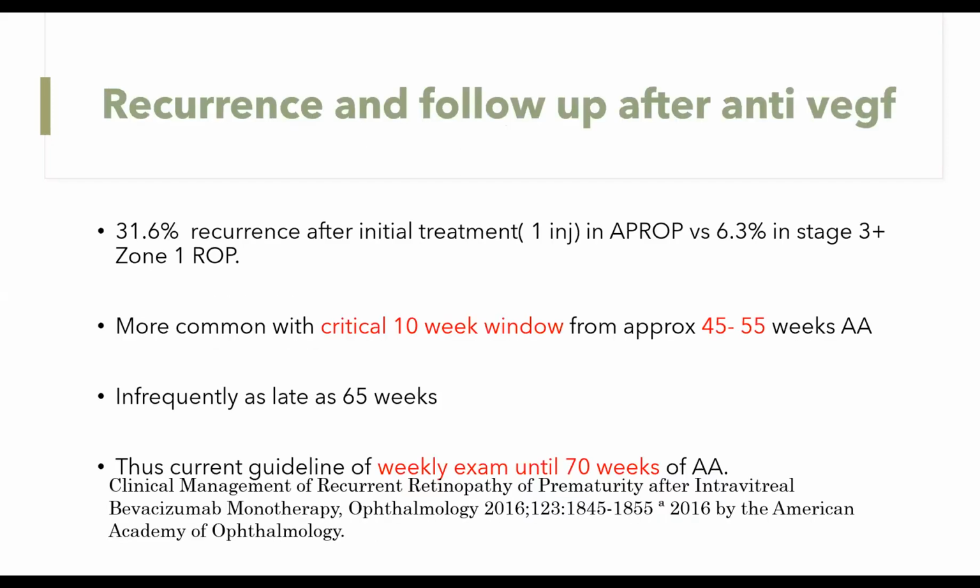Okay, but the biggest problem in the anti-VEGF injection is the recurrence. So in one of the papers, what they have defined is almost 30% of babies with APROP develop a recurrence post-injection. Okay, so 30 to 40% of the babies will require a second treatment modality, either in the form of a repeat injection or in the form of a laser as a second intervention. Now that recurrence can happen at any point of time, from 4 weeks to 20 weeks.